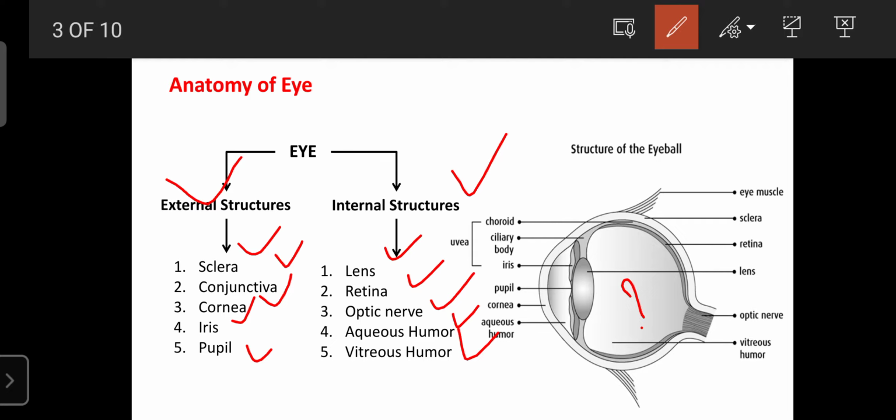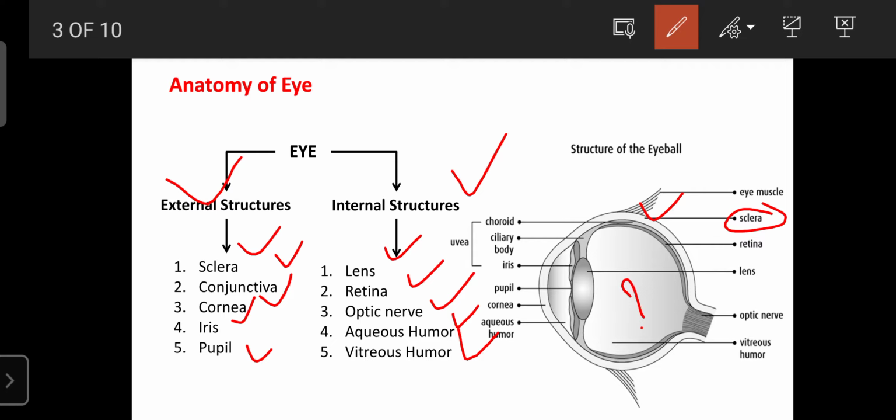Regarding the sclera, this is the outer layer of the eye. It is a tough and thick white sheath. The sclera is made up of connective tissue. It is tough and thick, and it is white in color. That's why the sclera is also known as the white of the eye.